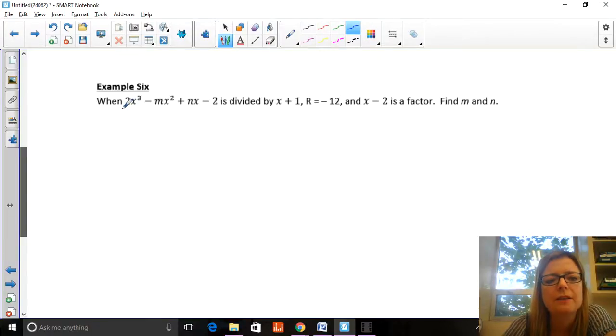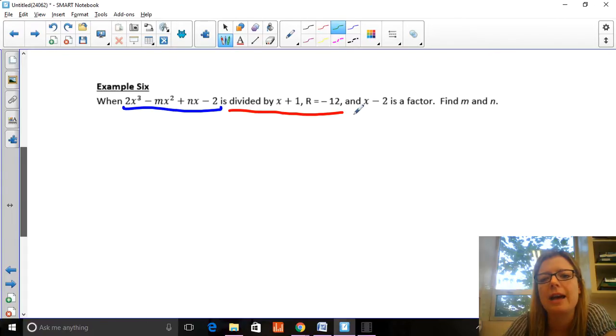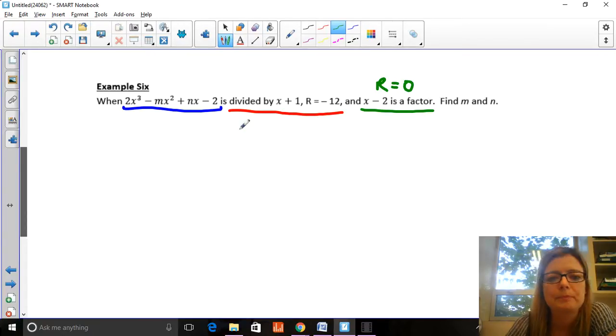Okay, so when this function is divided by x plus 1, the remainder is negative 12, and x minus 2 is a factor. Find m and n. Okay, so we really have two pieces of information. We have when it's divided by x plus 1, our remainder is negative 12, and then we have that x minus 2 is a factor. Now, it's important to interpret that information to mean that the remainder is equal to 0. So anytime you see that something is a factor, you should think, well, that means the remainder is 0.